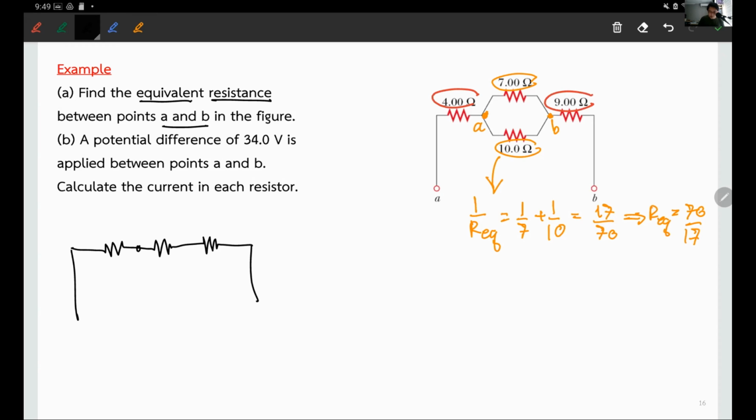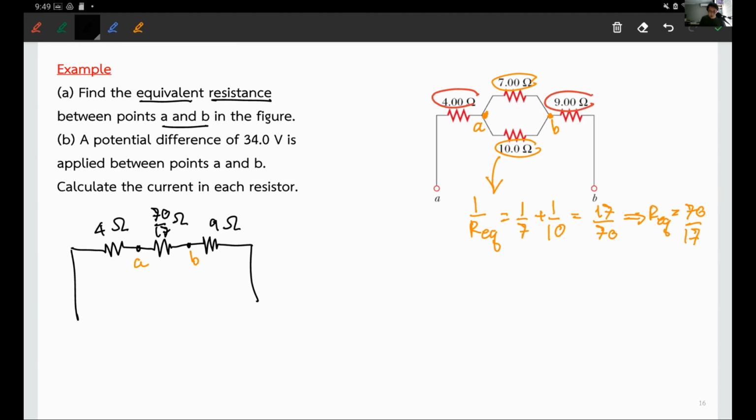You guys with me? A and B stays there. That's still A, that's still B. Okay, 4 ohms still here. 9 ohms still there. But then the one in the middle now is 70 over 17 ohms. All right, got that one.